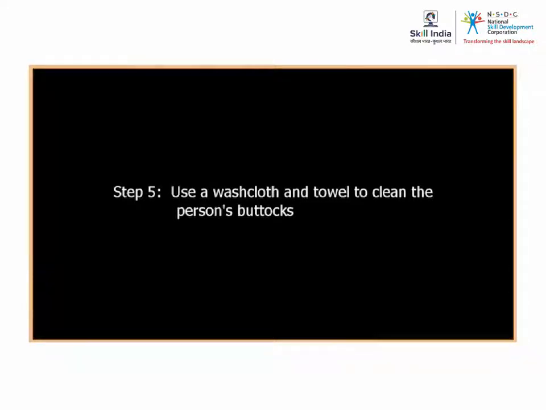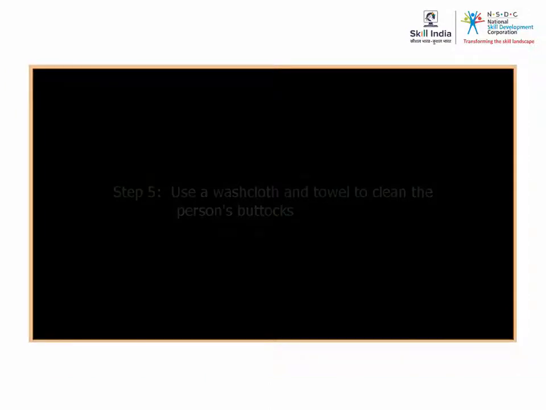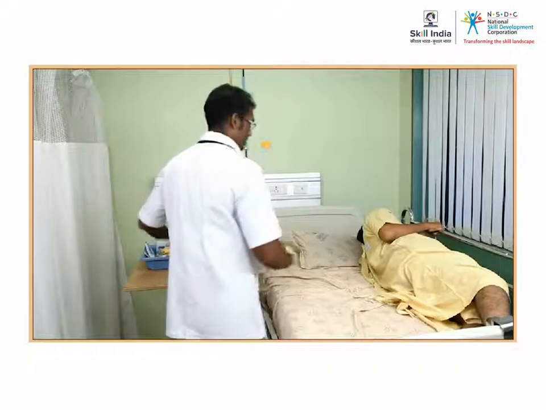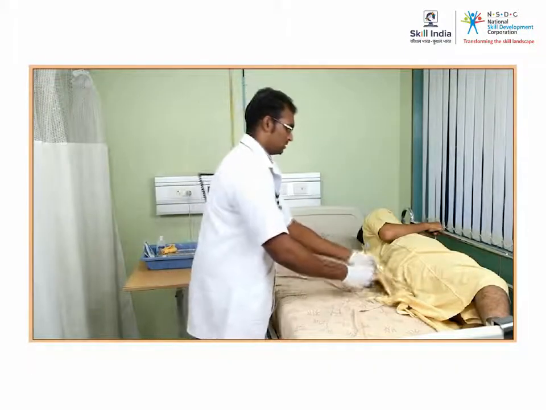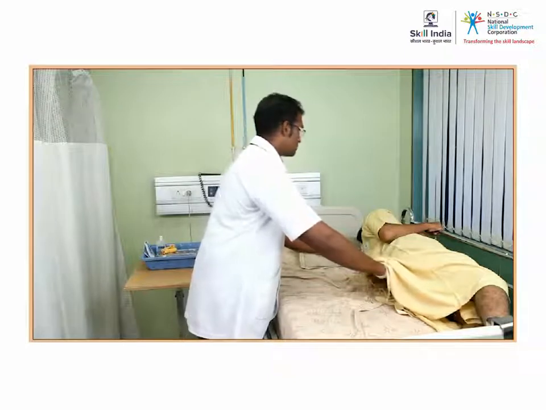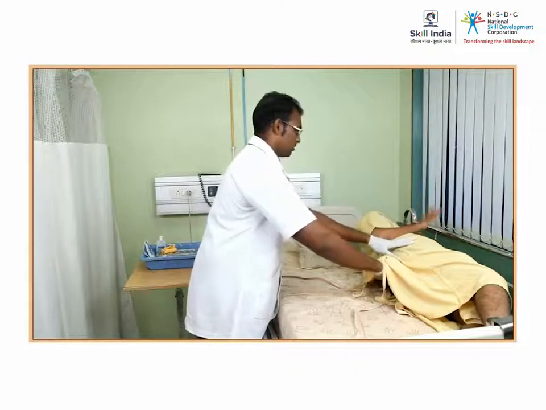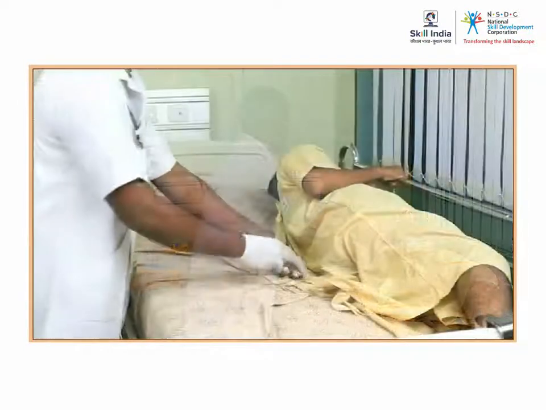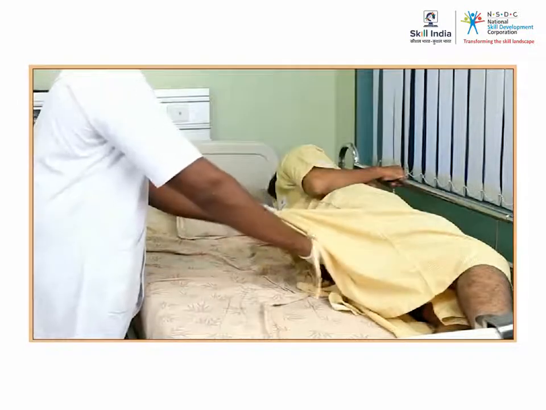Use a washcloth and towel to cleanse the person's buttocks. If the person has had a bowel movement, use a washcloth and towel to clean the area using the appropriate cleansing methods. If necessary, wash the anal area with soap and warm water. Dry thoroughly.